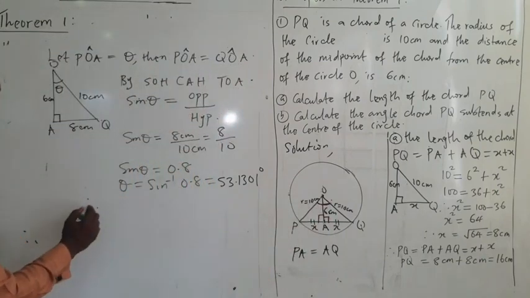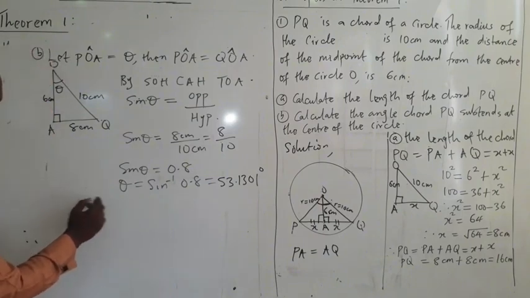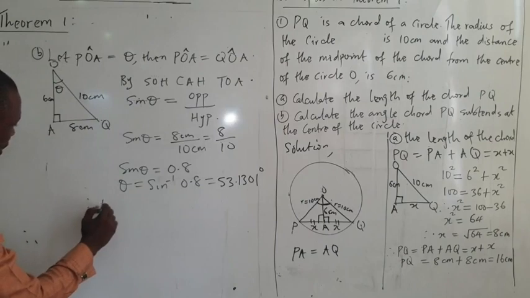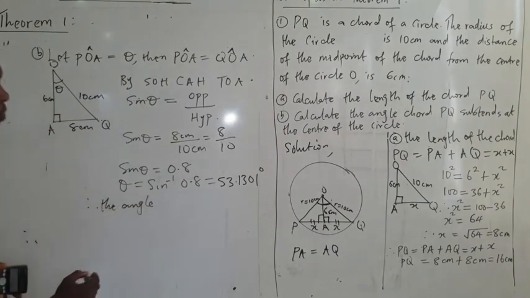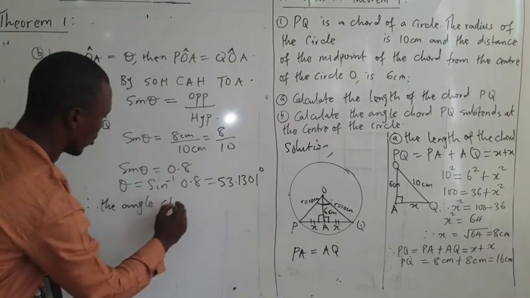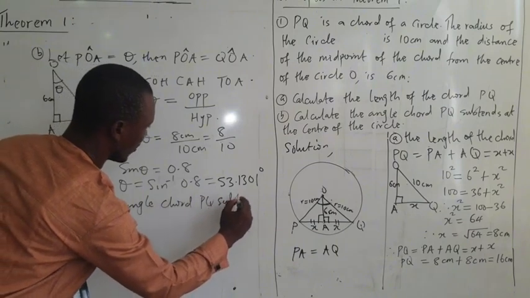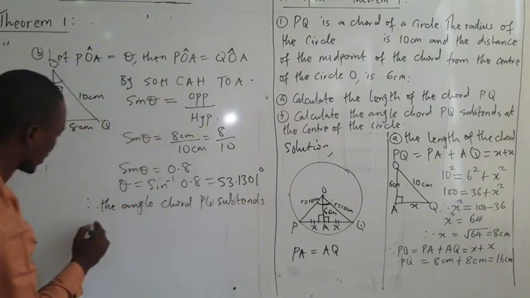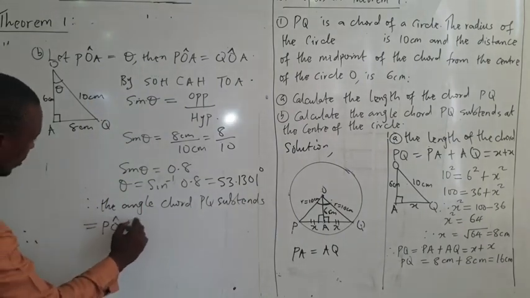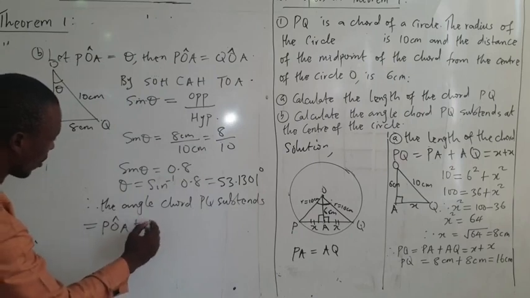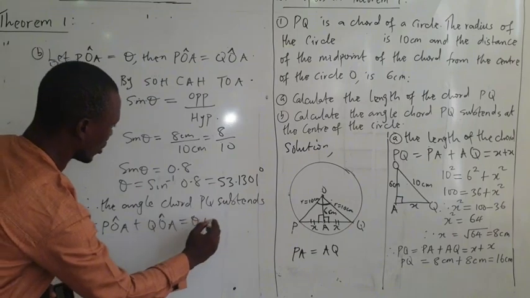So you can now see, in this question B, the angle PQ sub 10 is equal to angle POA plus angle QOA, which is equal to angle theta plus theta.